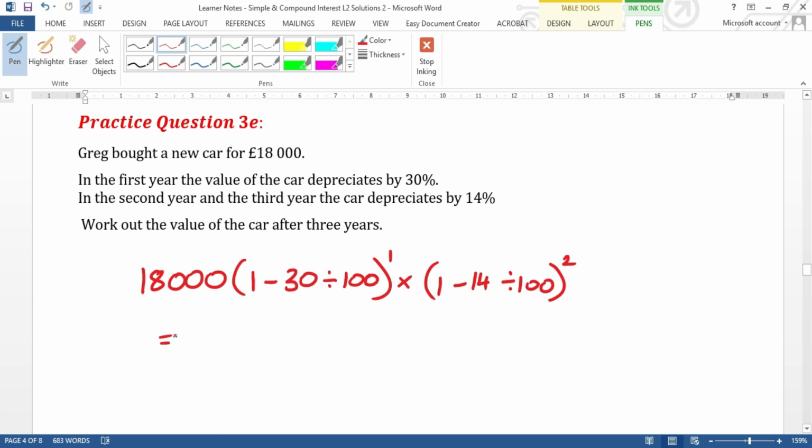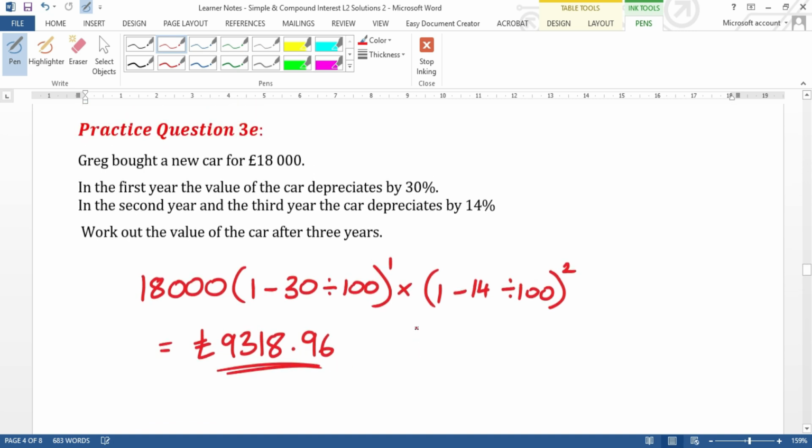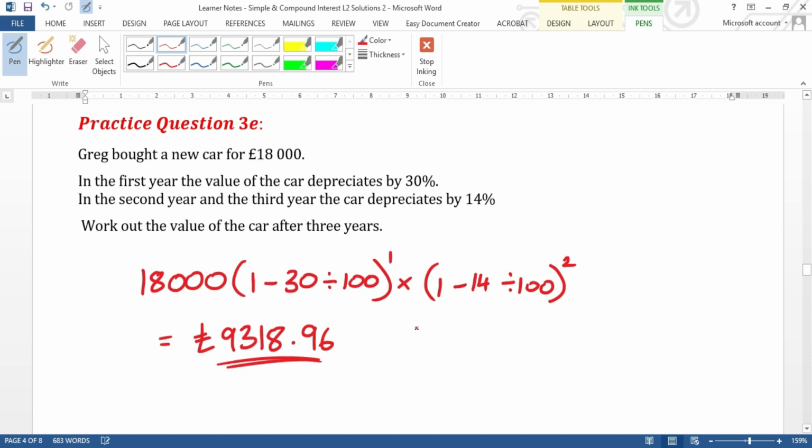18,000 open brackets 1 minus 30%, open another brackets 1 minus 14% to the power 2, and that gives me £9,318 and 96 pence exactly, if you've done it right. Yep, so hopefully you did it this way, and you should get this answer.